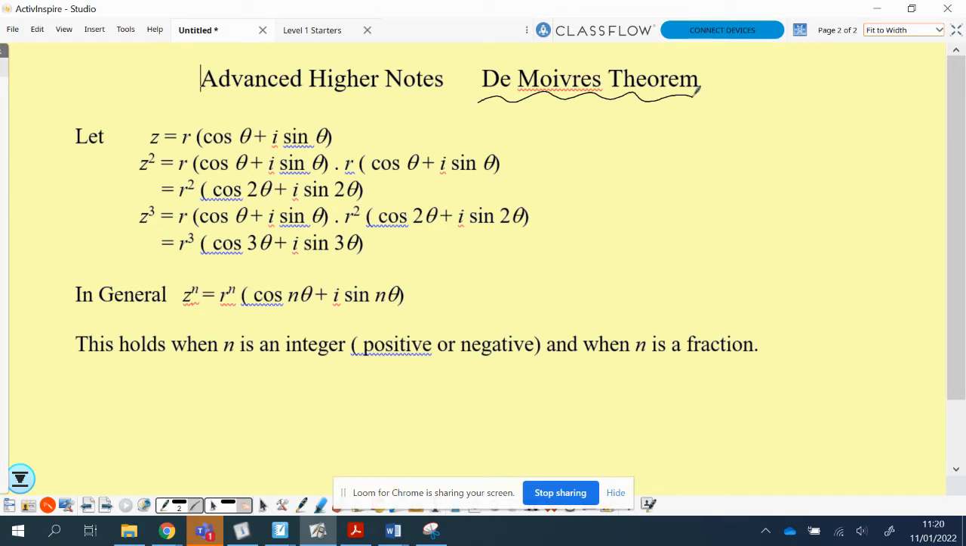You can see there's a pattern that emerges, and the main pattern is, in general, if you want to raise any complex number written in polar form to a power, then it's quite easy to do. We raise the power of the modulus, and we multiply the argument by the power as well, to get the new argument. This holds when n is an integer, positive or negative, but also when n is a fraction, which we will see when we look at roots. So, for example, r to the power a half, or z to the power a half, I should say.